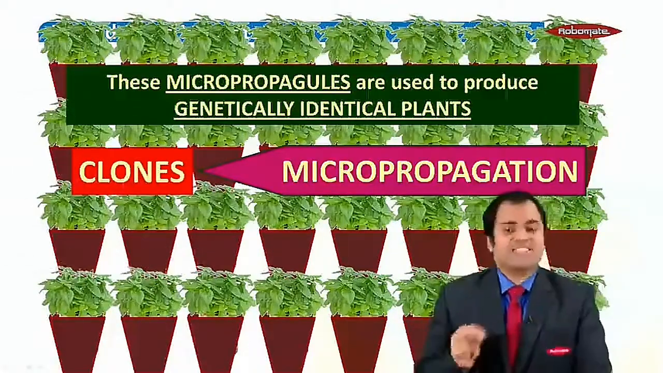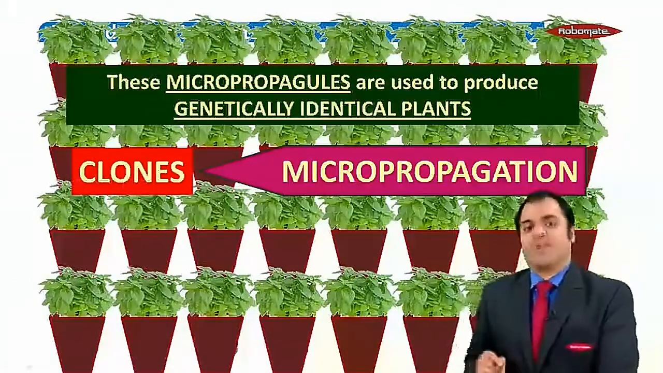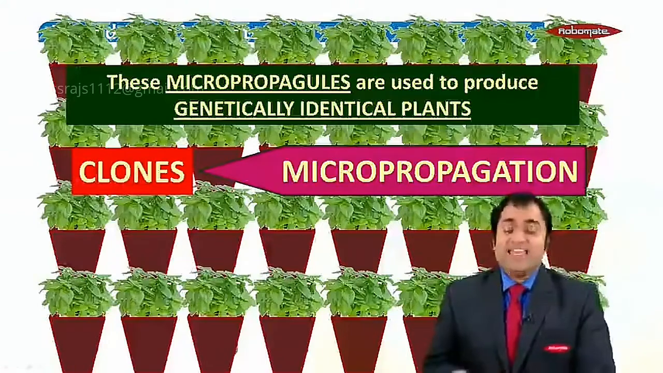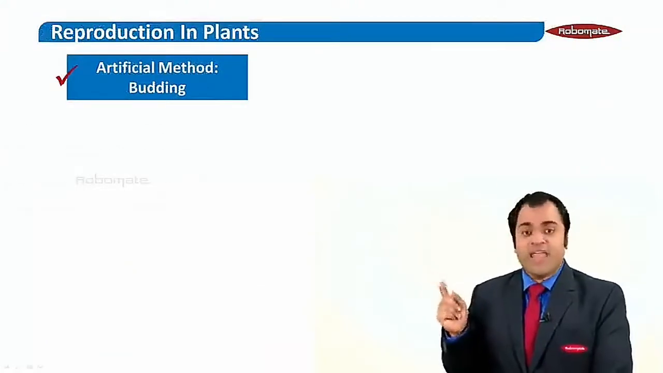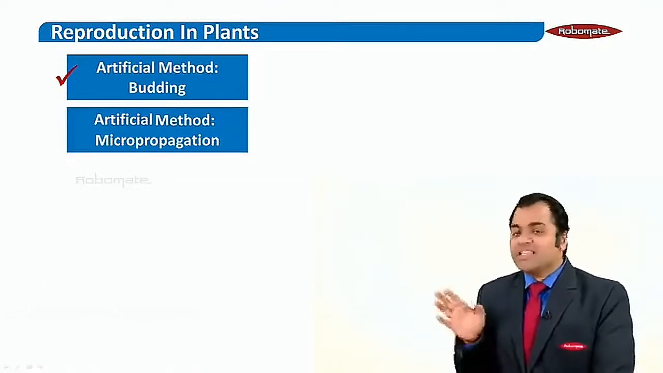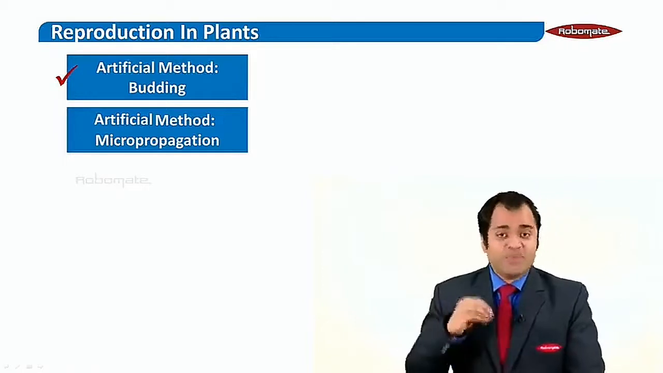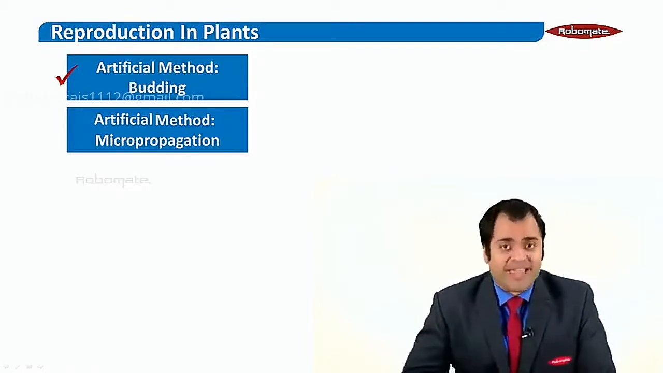The details of this technique you've already learned in a chapter called as enhancement of food production. Is that okay? So this brings us to the end of the module where I've discussed the process of budding. I've also discussed the process of micropropagation, and this brings us to the end of this module where we have discussed techniques of vegetative propagation.